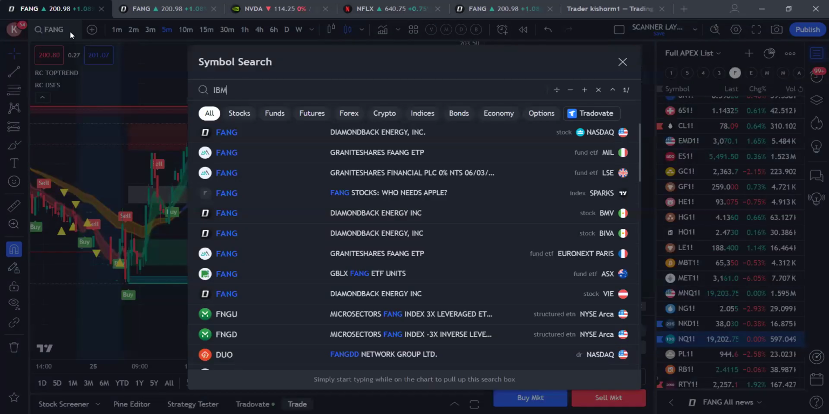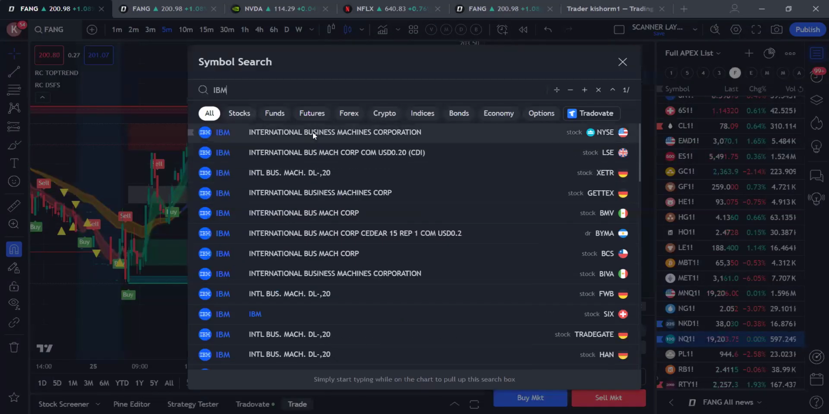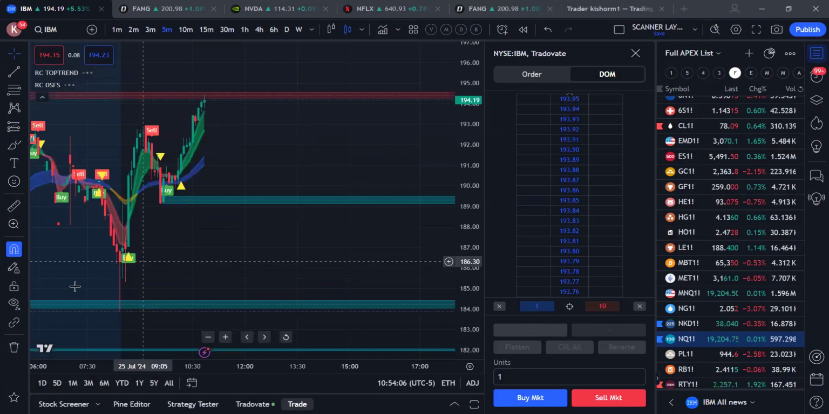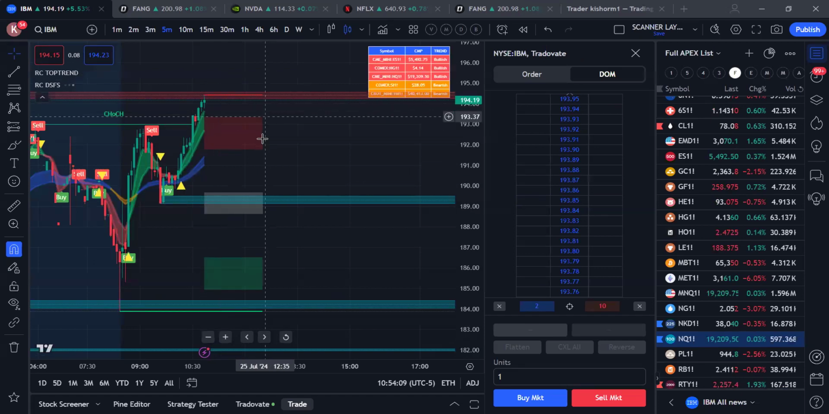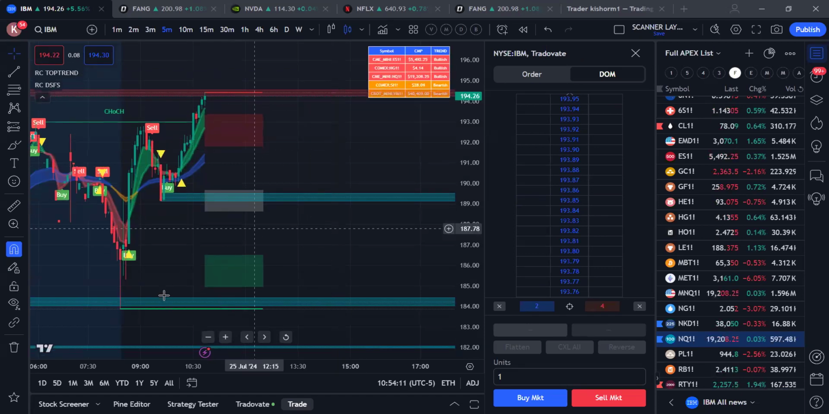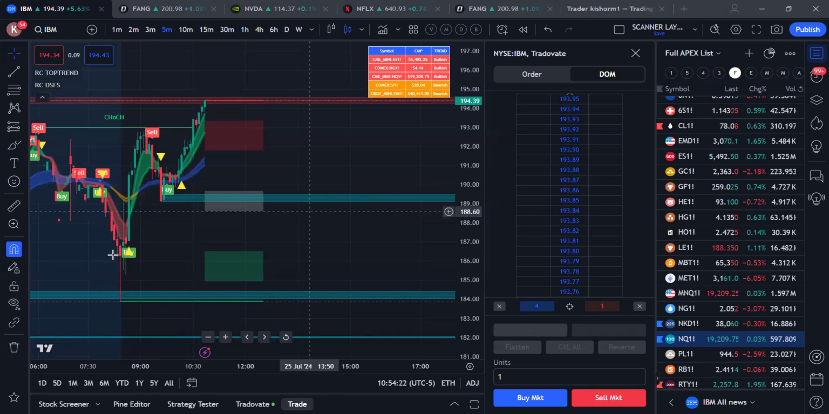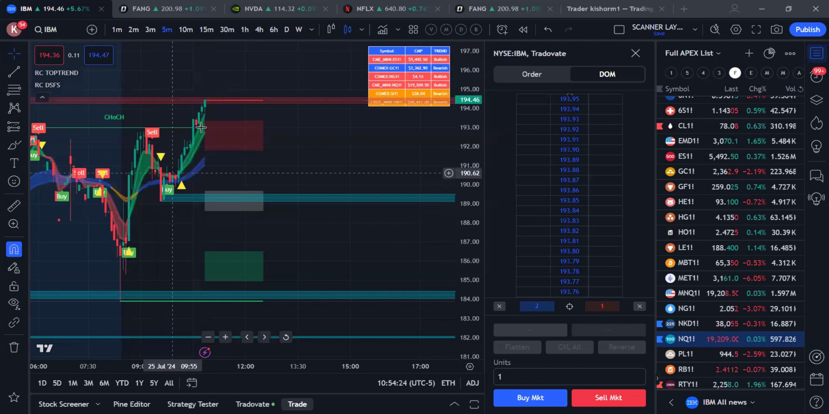IBM, we already collected profits yesterday. We sold 182.5 put and collected, but if you are holding it, it made much more profits, right? If you are holding it, then all the premium is yours, because we didn't want to take the risk with earnings. We took the profits yesterday, but if anyone is holding, as of now it is at a resistance, but overall it is very bullish.